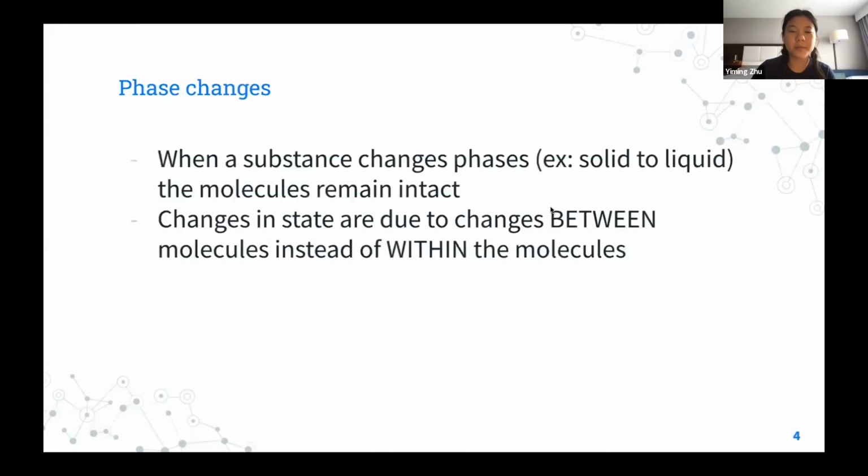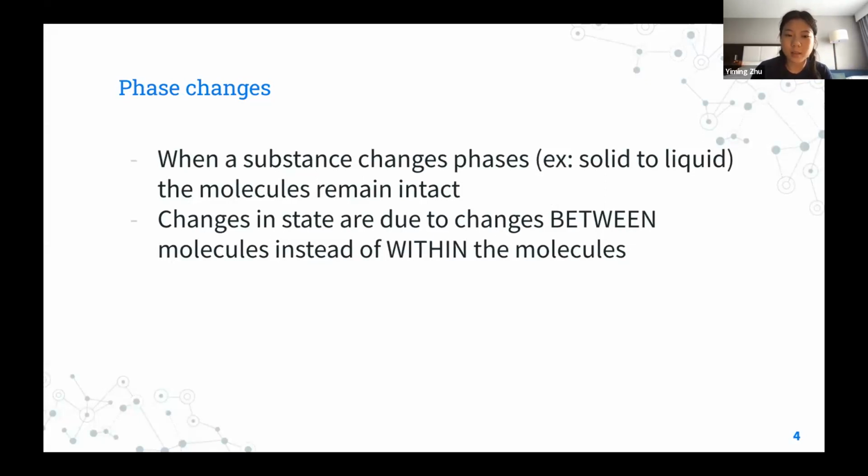Oh, okay. There. So next we're going to talk about phase changes. I feel like my slides today aren't in the best order because we're going to go deeper into that more towards the end of the presentation. But a phase change is basically, as you can probably tell by the name, when a substance changes phases.